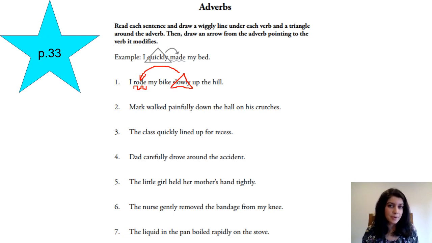Again, make sure you send a picture of that completed assignment to your teacher when you're finished so they can give you credit for your hard work.